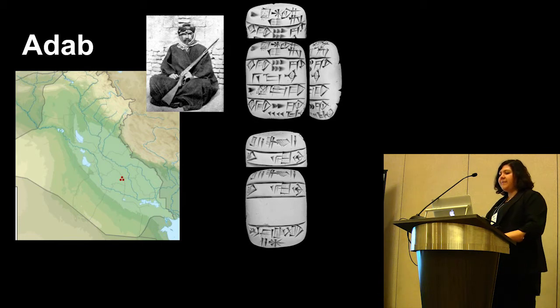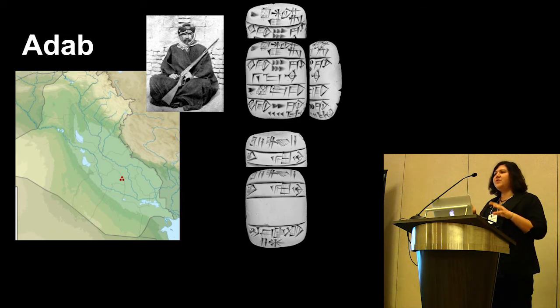Okay, so Adab is a city in the south center of Mesopotamia. My research focuses on the 3rd millennium, so I'm only studying the texts from the 3rd millennium. It's about 2,700 texts.